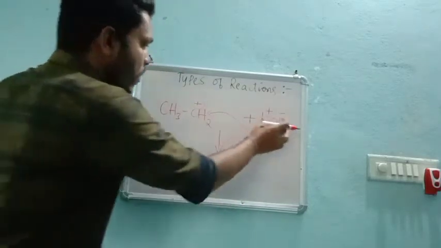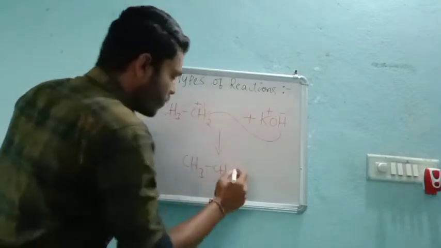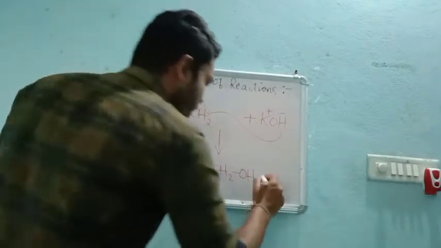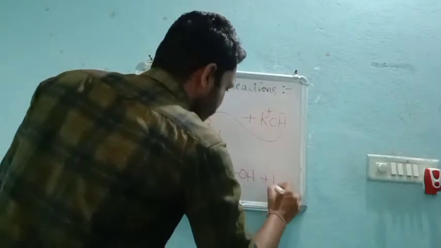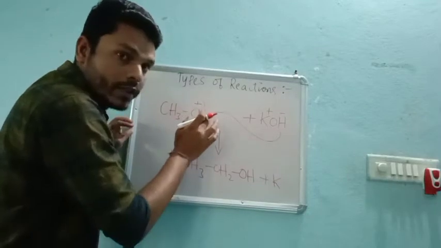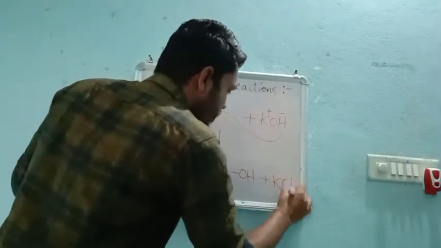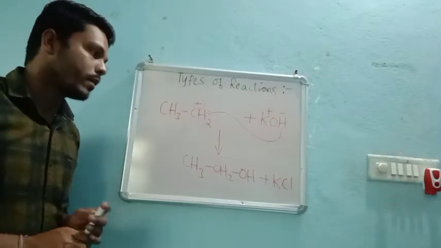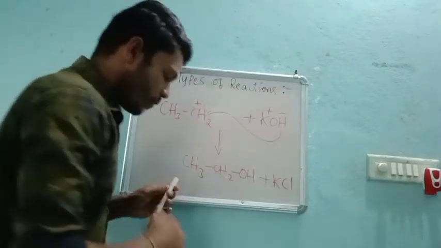So now the product will be CH3CH2. Now in place of chlorine, what has replaced? What do we have to replace? OH. Now K is as it is, and from here, what have we released? Cl. So you just add Cl over here. Definitely the compound will be right.